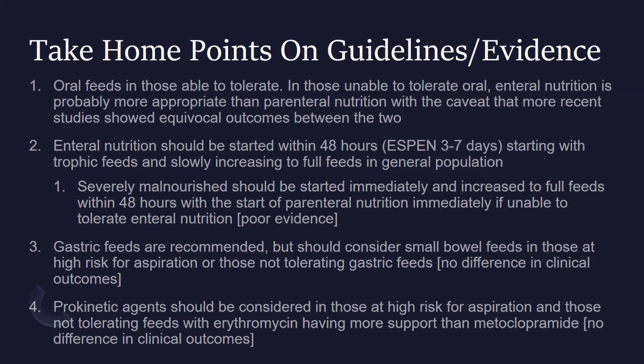Enteral nutrition should be started early, mostly at trophic feeds, progressing more quickly in those malnourished and progressing more slowly in those not malnourished. Gastric feeds are recommended, although guidelines would say in high-risk aspiration you should consider post-pyloric, with the understanding that the clinical outcomes aren't really different between the two. Prokinetic agents should be considered empirically in those at high risk, but again, no difference in clinical outcomes.